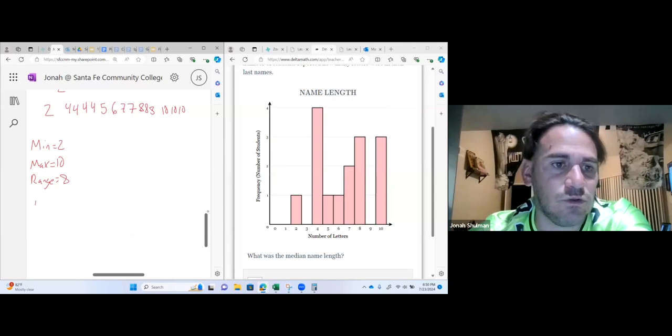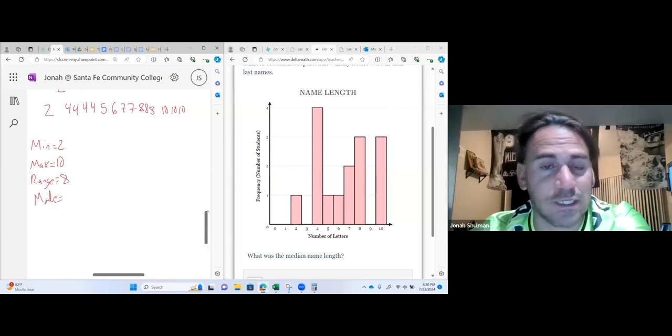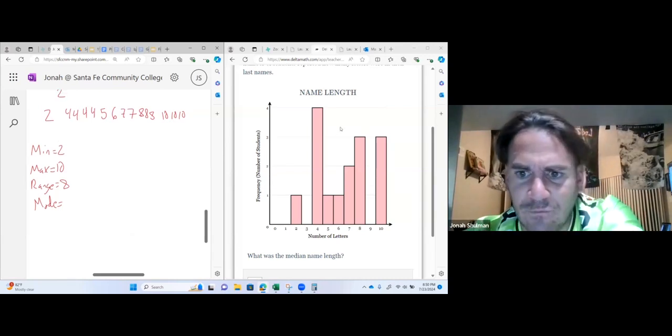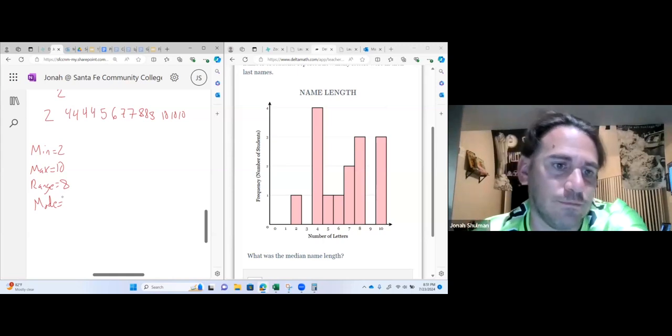All right, now let's do the mode. Which one appears the most? It could be bimodal, 2 modes. It could be multimodal, 3 modes. But we have this one. 4, it's unimodal. Unimodal means 1. So unimodal means 1 mode.